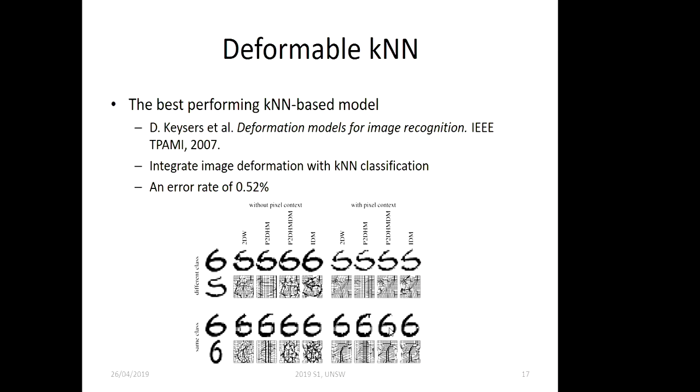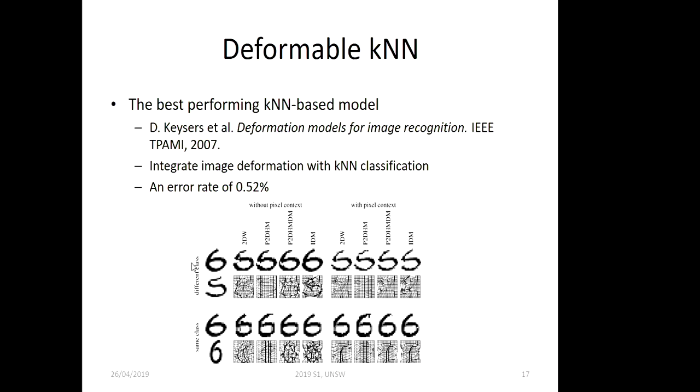That's different types of deformation. So once they look more similar, then you can do this subtraction between the 2 images to get the distance, and that will be used in the KNN classification.